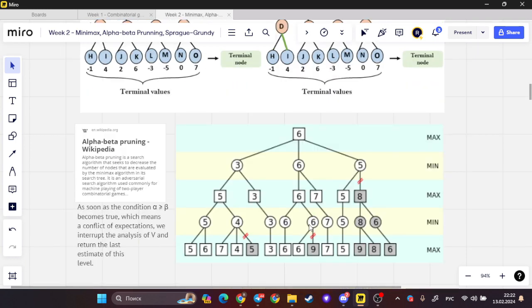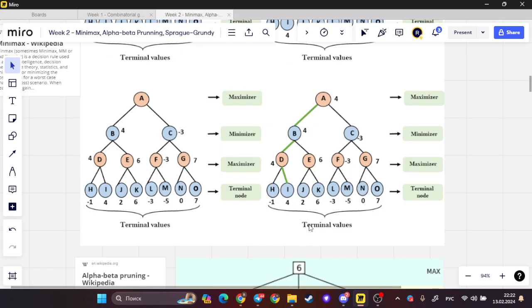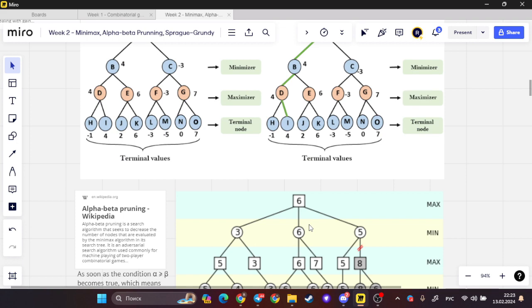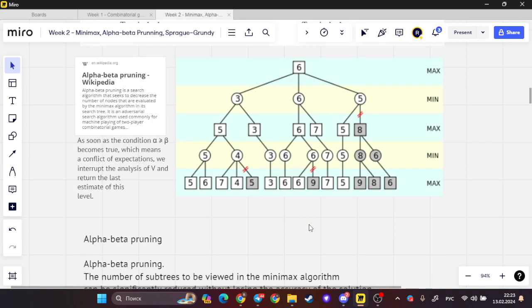Okay, but if you consider, for example, chess, you can find out that this algorithm is too complex for chess. So we need to optimize it. We optimize it by alpha-beta pruning.